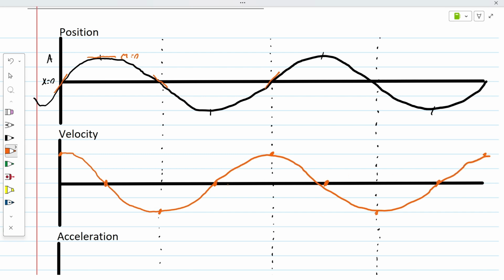And the reason the velocity goes negative is because it's going in a different direction. We'll say one direction is positive, we'll just have to define one of them as positive and then one as negative, and so that's how we can draw our velocity curve. So now let's think of the acceleration.